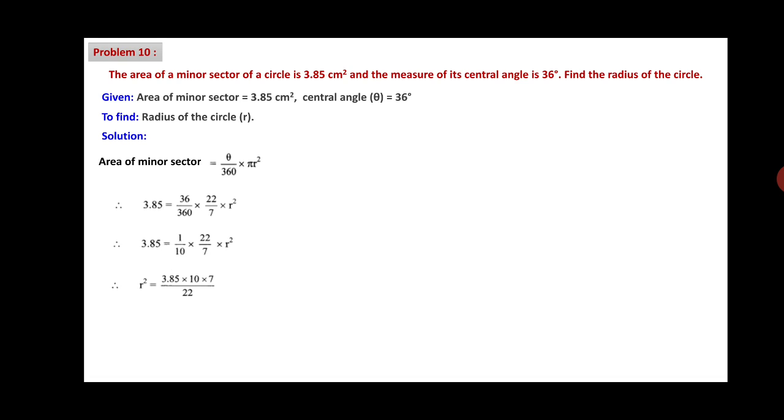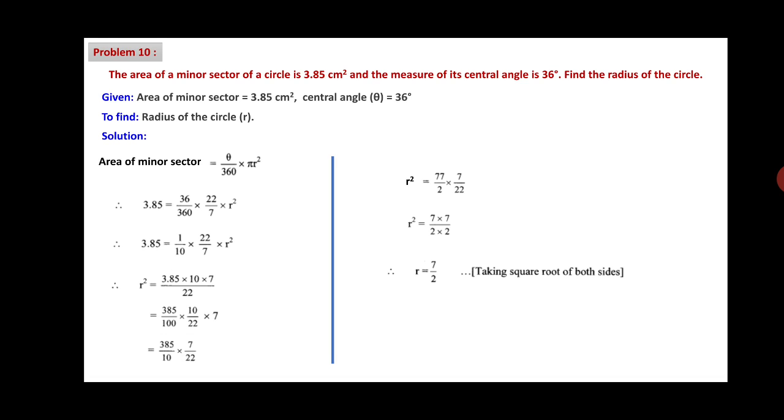After simplification, you can write r square is equal to 3.85 into 10 into 7 upon 22. Therefore, 385 upon 100 into 10 upon 22 into 7. Therefore, you can write r square will be equal to 385 upon 10 into 7 upon 22. Therefore, friends, r square is equal to 77 upon 2 into 7 upon 22. R square is equal to 7 into 7 upon 2 into 2.